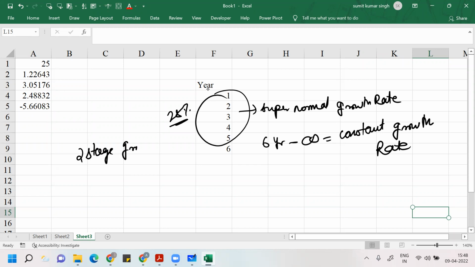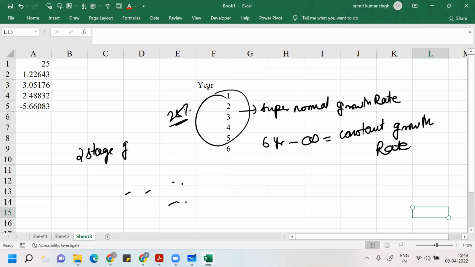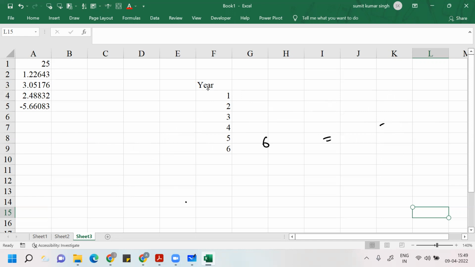Two-stage growth rate model. Because this is a problem of the two-stage growth rate model, the firm is growing from year 1 to 5 at 25%, then from year 6 to infinity at 7%. So you need to understand this. How do you do this step by step, if you don't want to use the formula? This is also important to know, because in the three-stage growth rate model, the formula itself is very complicated, so we normally don't prefer to tell students the formula.